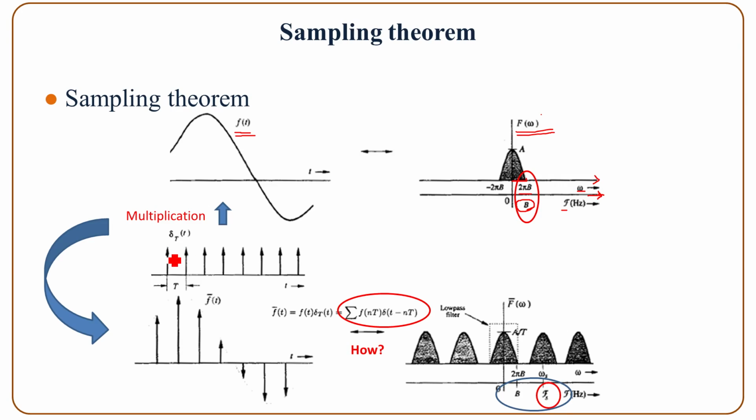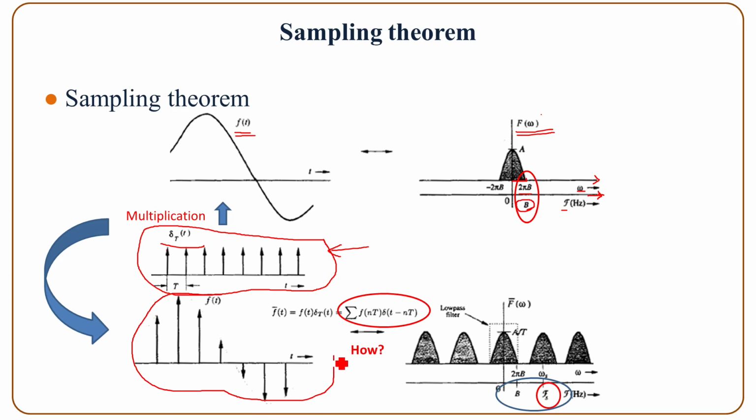In order for computers to process the signal, we need to sample the signal. To do so, we use an impulse chain. The impulse chain contains multiple impulses. So taking the impulse chain delta of t and multiplying that function with f of t, what you have is here. And this is the sampled signal. So the sampled signal f bar of t is equal to f of t times the impulse chain, which is delta of t.